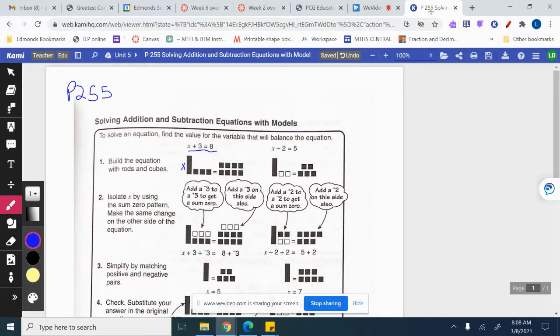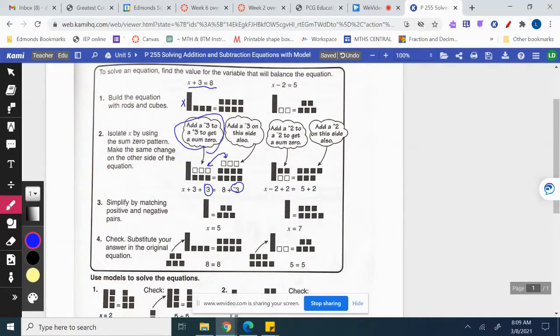And remember, to get rid of these 3 positive blocks, they have to put in 3 negative blocks to get the 0 for these to be 0. So we're left with just x. And if we do it to one side, we have to do it to the other. So that's why there's -3 on both sides.